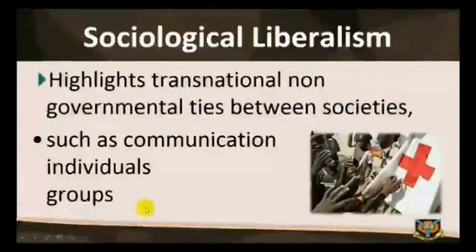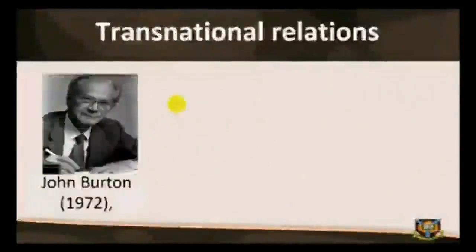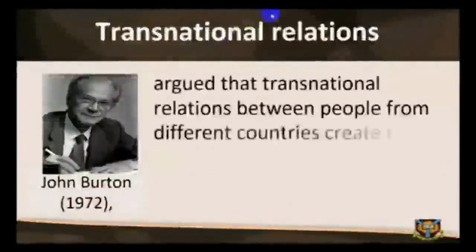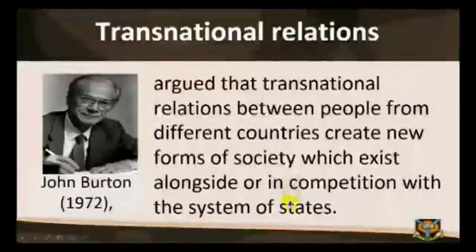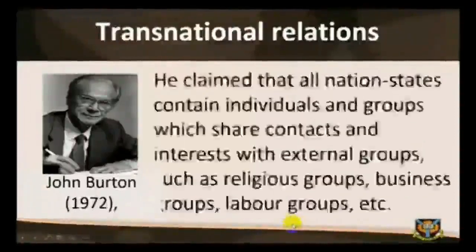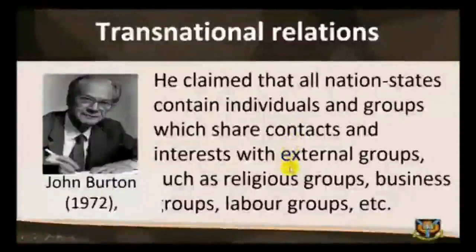John Burton, 1972, for example, argued that transnational relations between people from different countries create new forms of society which exist alongside or in competition with the system of states. He claimed that all nation-states contain individuals and groups which share contacts and interests with external groups, such as religious groups, business groups, labor groups, etc.